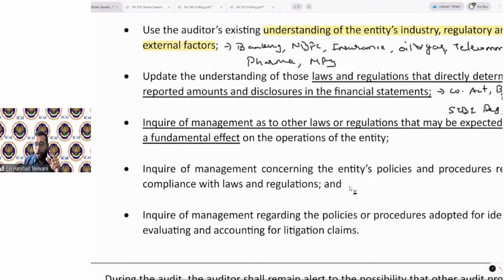Now, as I told you, there are two types of laws and regulations. One that have a direct effect, and the other ones that may not have a direct effect on the financial amounts or the reported amounts. Let's say, for example, environmental laws. They will not have a direct impact on the reported amounts or the disclosure of the financial statement. But their compliance is necessary to run the business, or is fundamental to the operation of the company. So they can be called other laws and regulations that may be expected to have a fundamental effect on the operations of the entity.